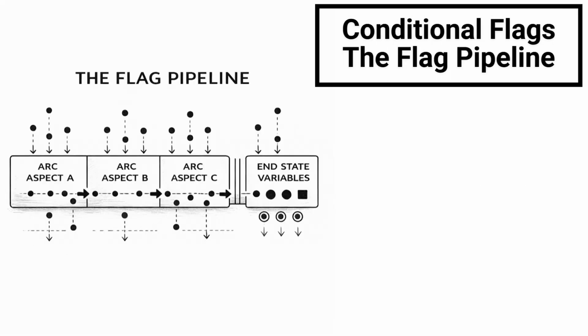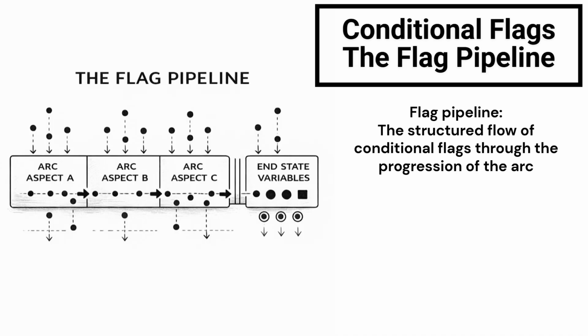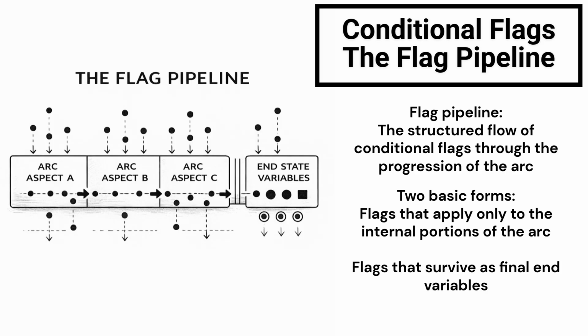Once we begin using conditional flags, a new problem appears. Flags do not exist in isolation. They flow forward. A campaign arc is not a single evaluation point, but a sequence of stages. Each stage produces information, and some of that information matters only locally. Some of it must persist to the end, and this forms what we call a flag pipeline. The flag pipeline is the structured flow of conditional flags through the progression of an arc. As the story advances, new flags are introduced. Existing flags may be consulted, and some flags may modify how later stages behave. Others may expire once their purpose has been served.